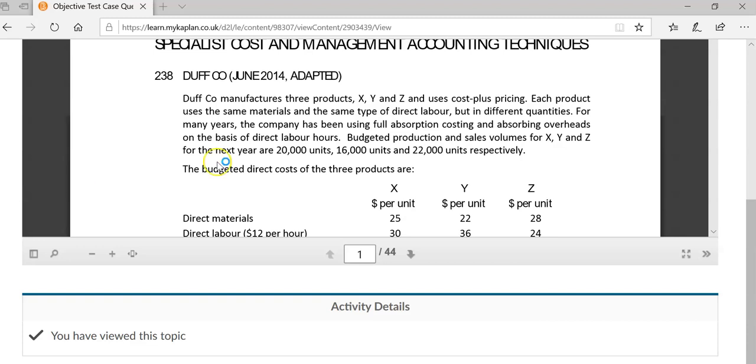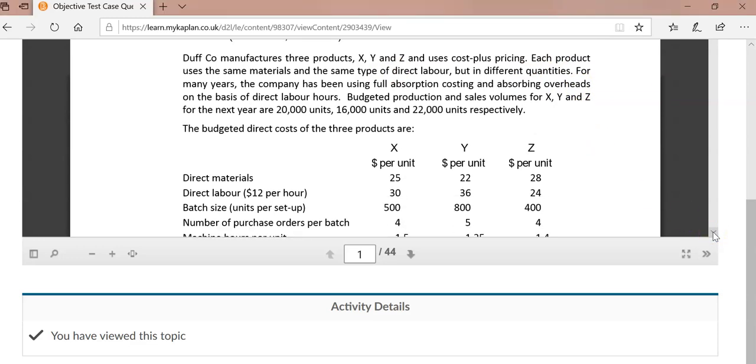Okay, great. So we have this business called Duff Co, and they manufacture three products, X, Y, and Z, and they use this cost plus pricing method at the moment. They give us some blurb about them using the same materials, so you understand this applies across all units fairly. It's not that they're using different products. And for many years, they've been using full absorption costing and absorbing based on direct labor hours.